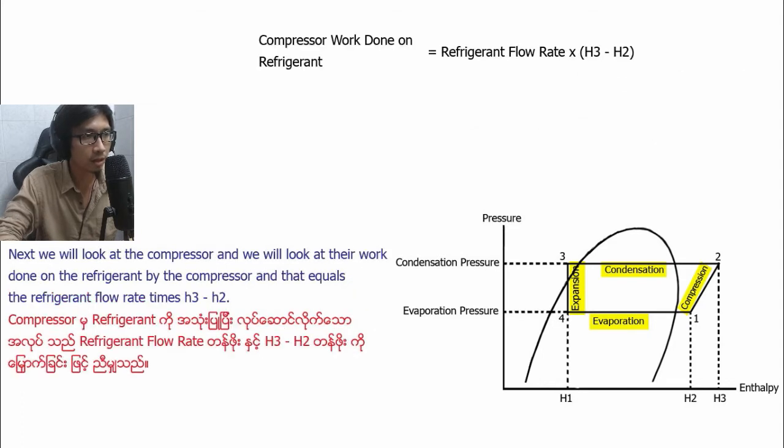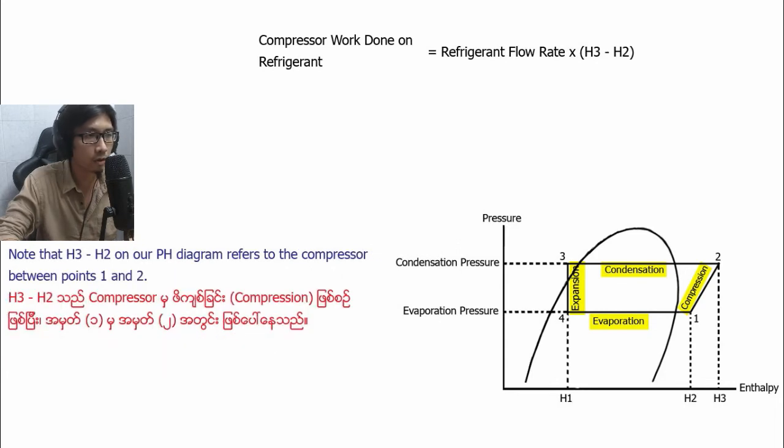Next, we look at the compressor and the work done on the refrigerant by the compressor, and that equals the refrigerant flow rate times H3 minus H2. Note that H3 minus H2 on our pH diagram refers to the compressor, between point 1 and point 2.